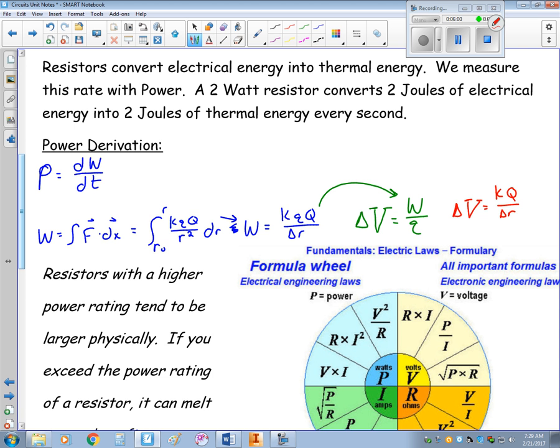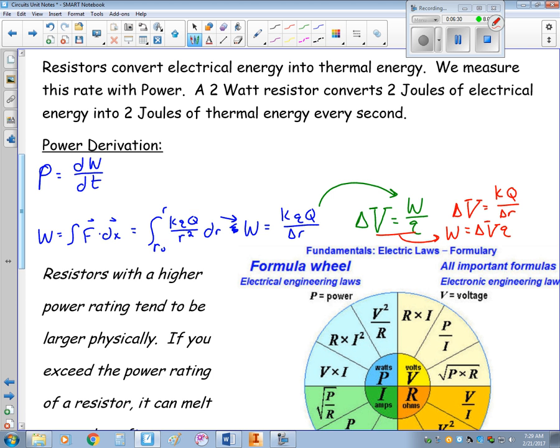Well, if that's voltage, we can do a quick little bit of thinking about this. Notice then that work would equal delta V times Q. Actually, I guess we can just take this formula here and do a little bit of algebra and solve it for work.